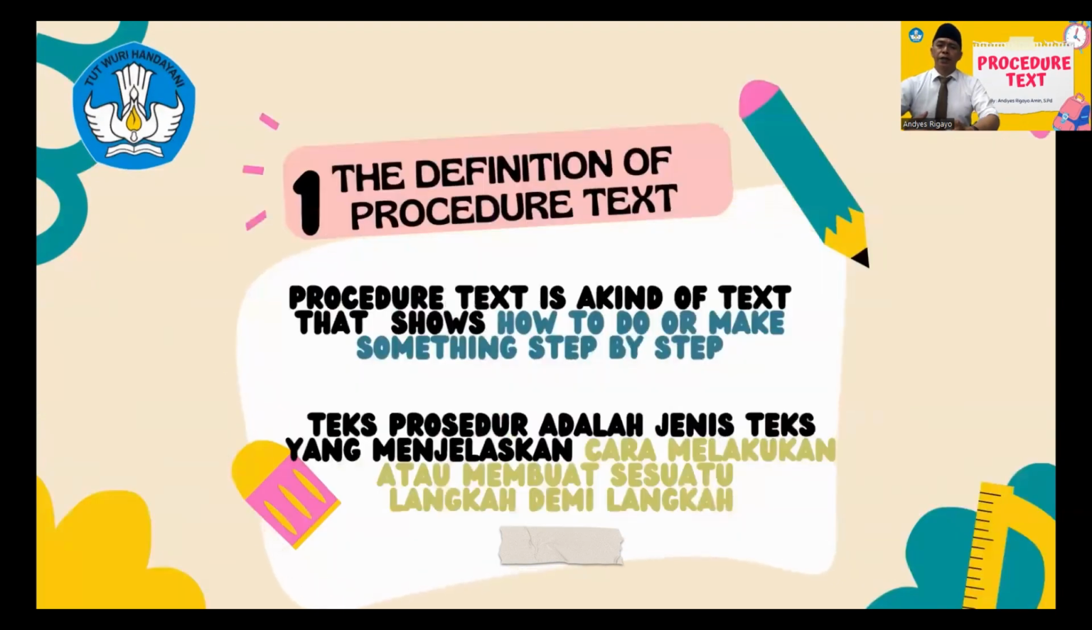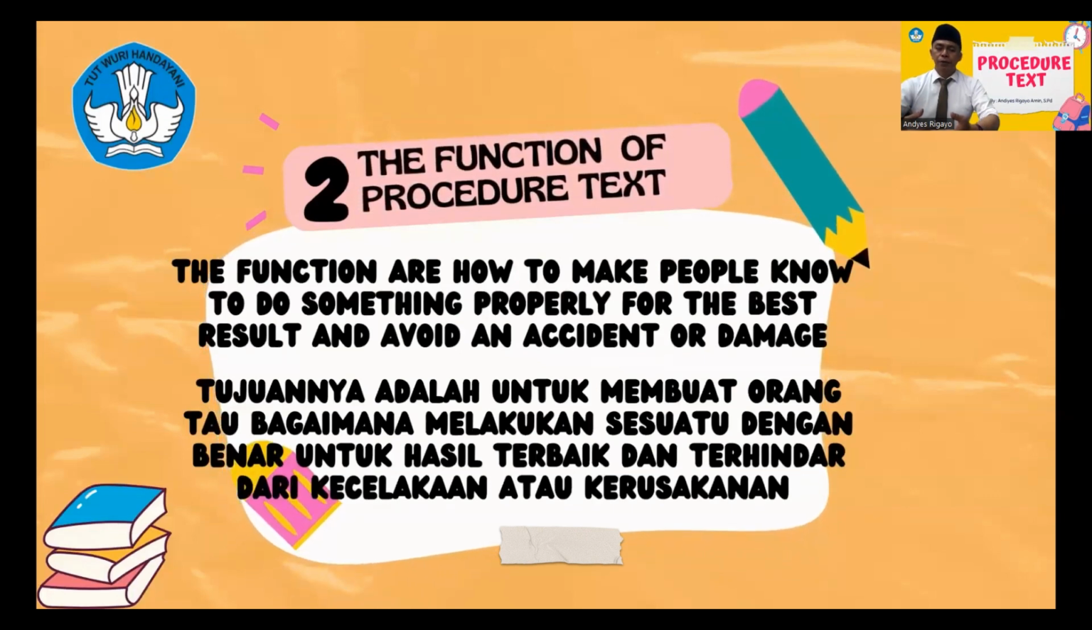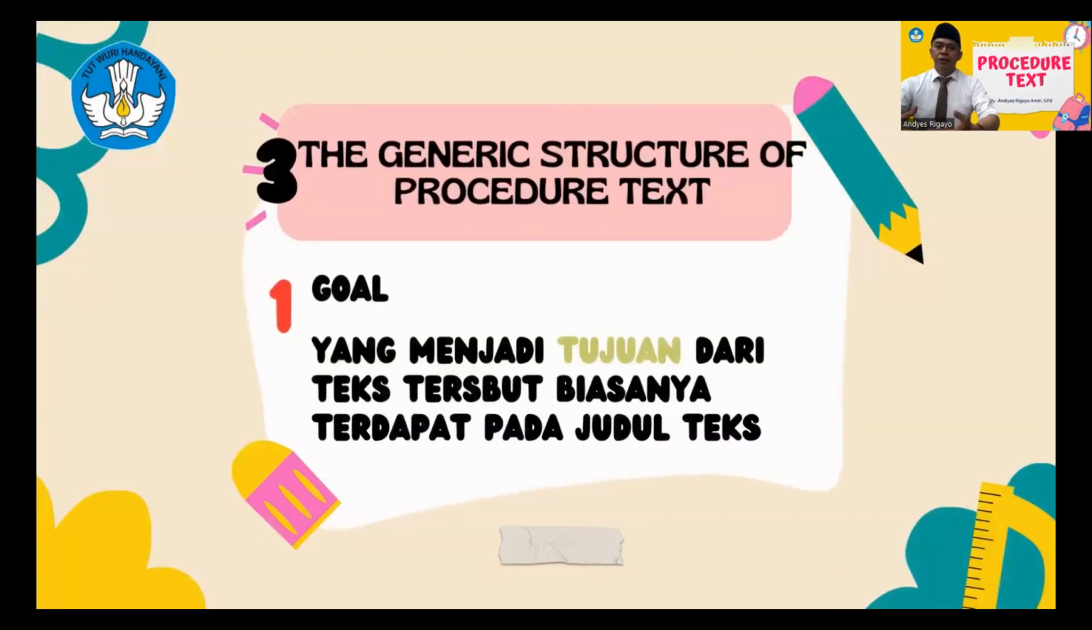Yeah, the first one is the definition of procedure text. Procedure text is a kind of text that shows how to do or make something step by step. It's the function of procedure text atau fungsi dari text procedure. The functions are how to make people know to do something properly for the best result and avoid an accident or damage.